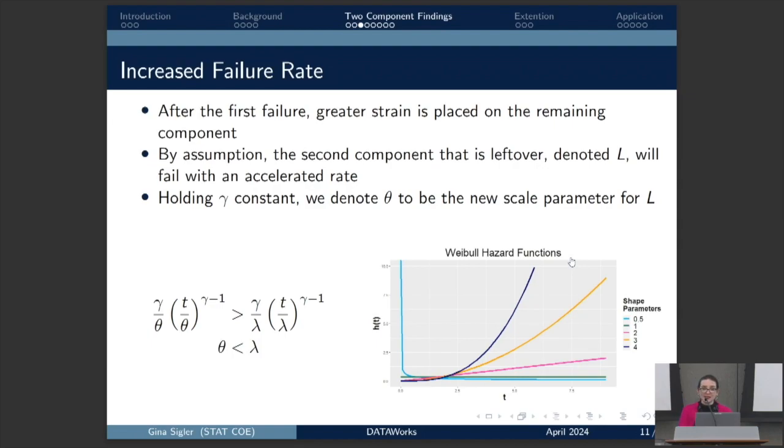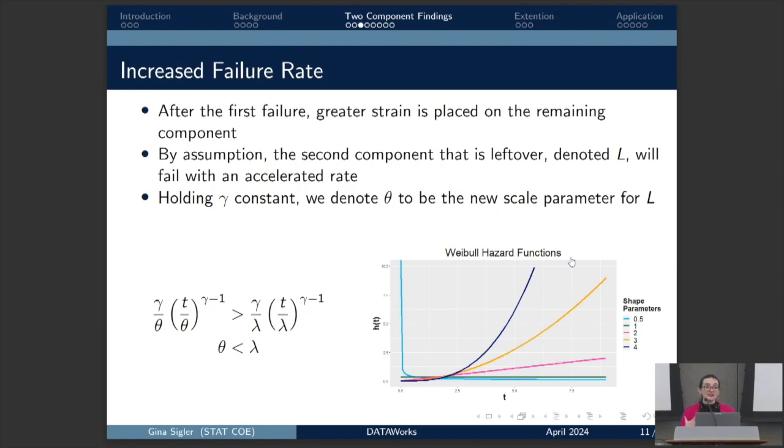So why is it more complicated? Because I've increased my hazard rate. Here I've got a theta and a lambda, and I know that the hazard rate of my second component is going to be greater than the hazard rate of my first component. You guys can just trust me on that, or you can work through the little algebra that you'd have to do on the side. But we know that the first one that failed is going to be M, our minimum, and the second one is going to be L, our leftover, last, whatever term you want to use for that.